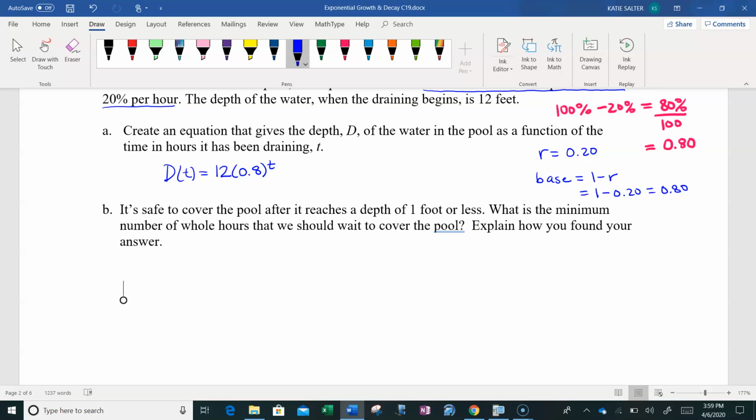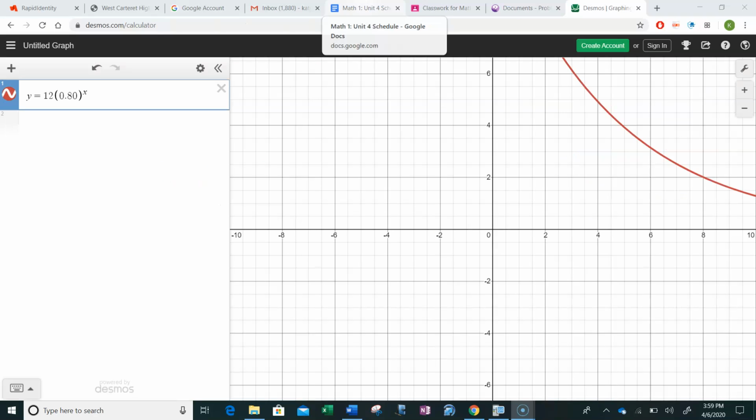So what if we had a question like this? It's safe to cover the pool after it reaches a depth of 1 foot or less. What is the minimum number of whole hours that we should wait to cover the pool? Explain how you found your answer. One way we could do this problem is we could go to Desmos, type our function in, y equals 12 times 0.80 raised to the x.